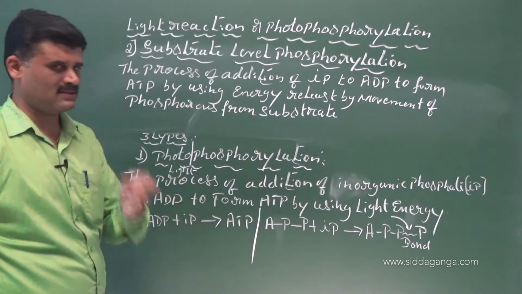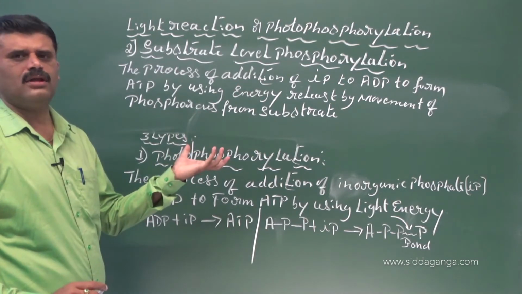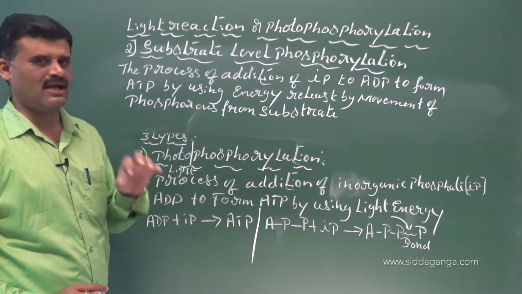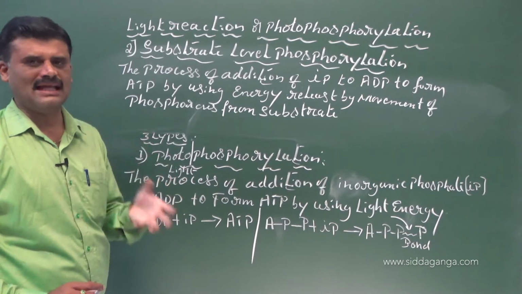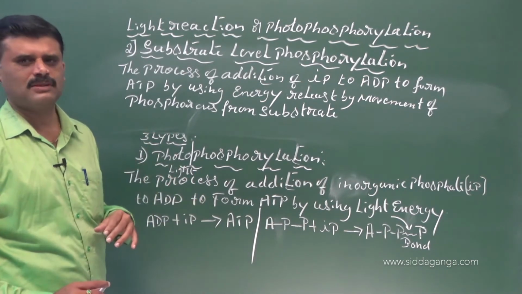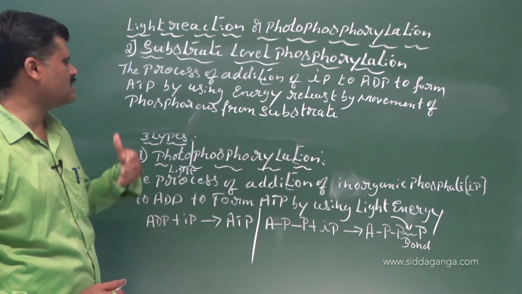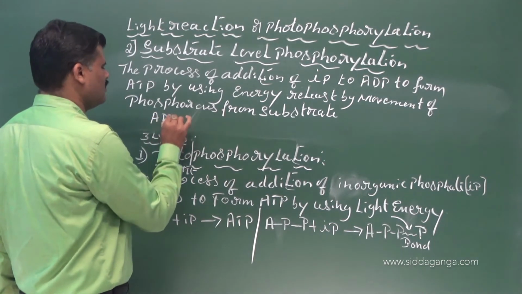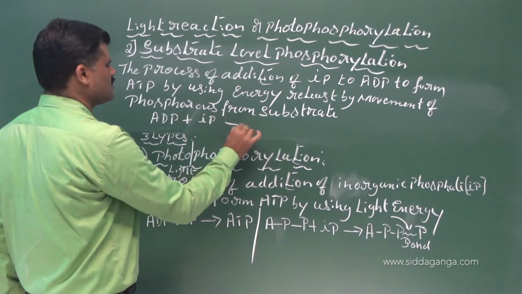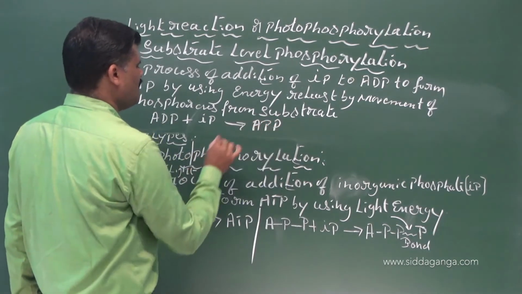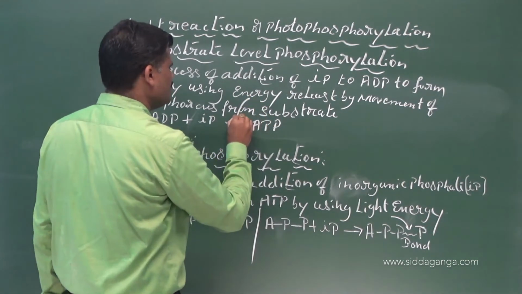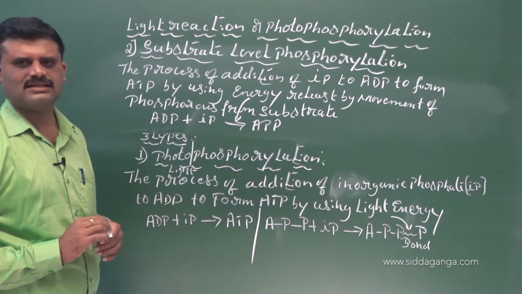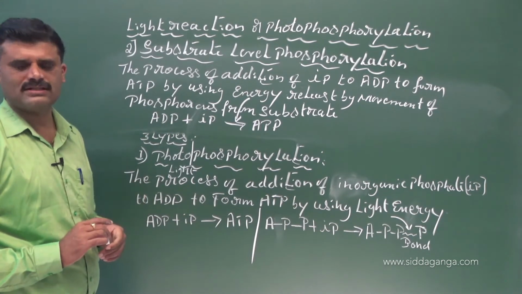So the phosphorus is released from the substrate, and that phosphorus joins with ADP. That phosphorus is energy rich when it is released from the substrate, and it adds to ADP to form ATP. So ADP plus phosphorus gives ATP. Here it utilizes energy released from the phosphorus of the substrate, and that is called substrate level phosphorylation.